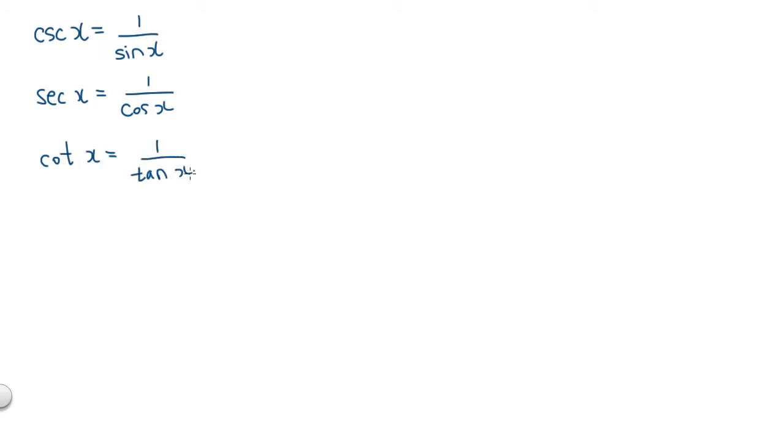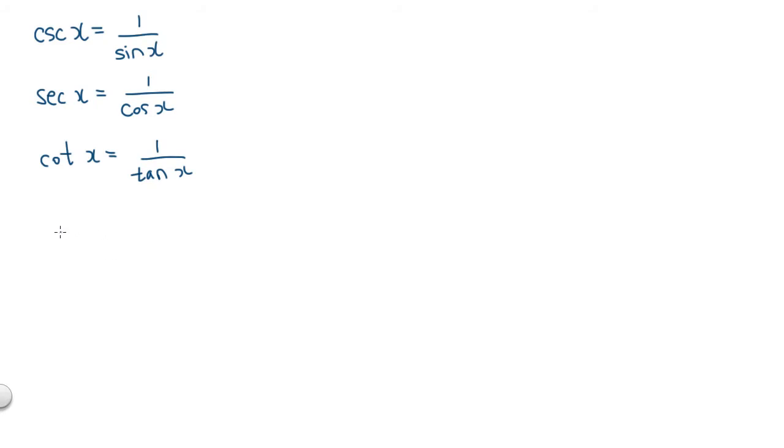Now we can take a look at our reciprocal trig functions. The cosecant function is the reciprocal of the sine function. So cosecant of any angle is the same thing as 1 over sine of that angle. The secant function is the reciprocal of the cos function. So secant of any angle is 1 over cos of that angle. And then finally, cotangent of x is going to be 1 over tan of x. In other words, the cotangent function is the reciprocal of the tan function.